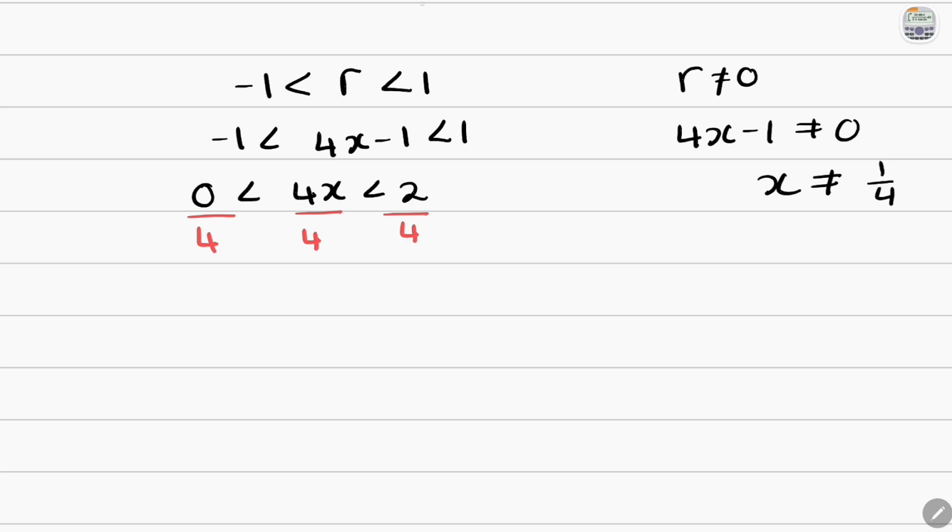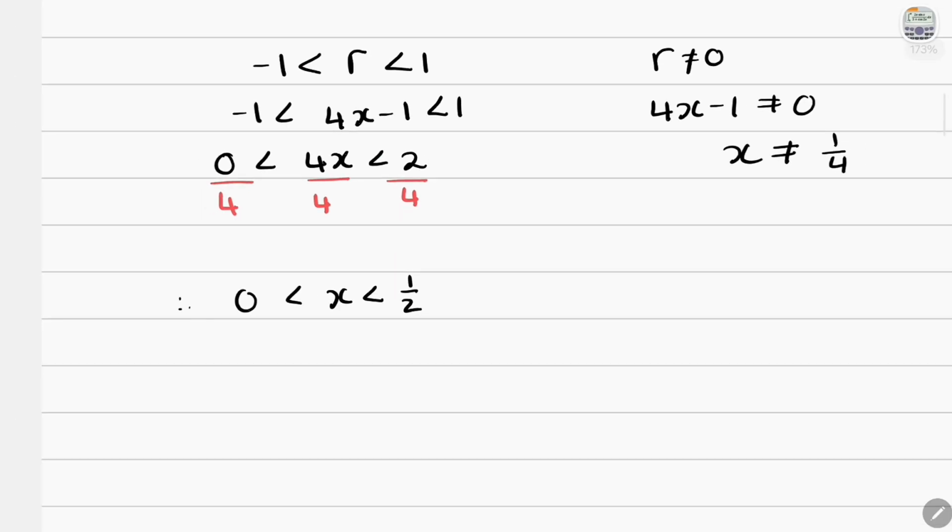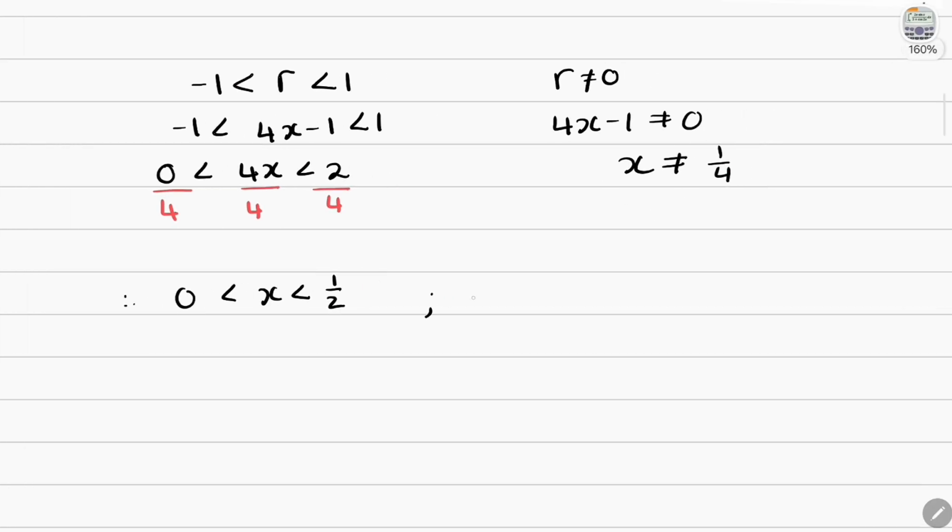This is two inequalities, it's just expressed like this. So therefore, we have x being greater than 0, but less than, that will give us a half. And that is our answer. We need to make sure we tell them that x should not be equal to 1 over 4. You see the issue with that?